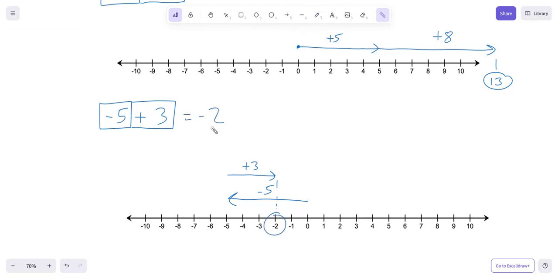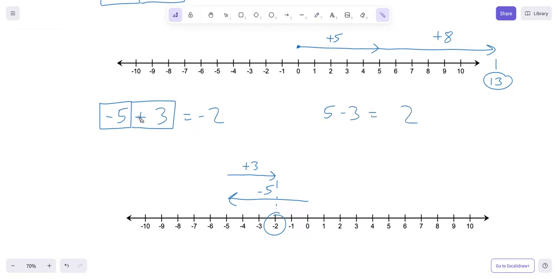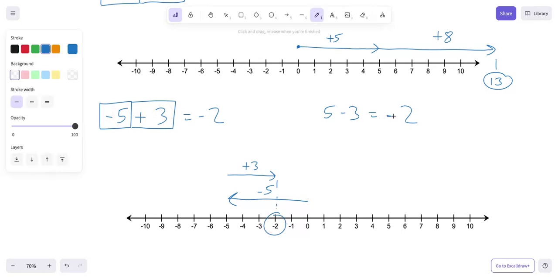If we look at this without graphing, I can tell the 5 is negative, the 3 is positive. Here the signs are opposite, so I need to subtract. 5 minus 3 is equal to 2. And then the 5 is more negative than the 3 is positive. So the negative overwhelms it, which makes our answer negative 2.